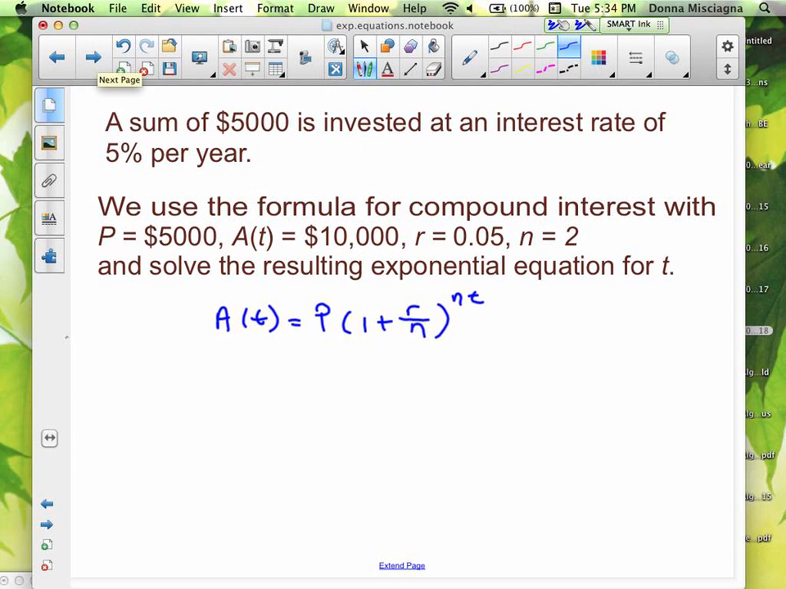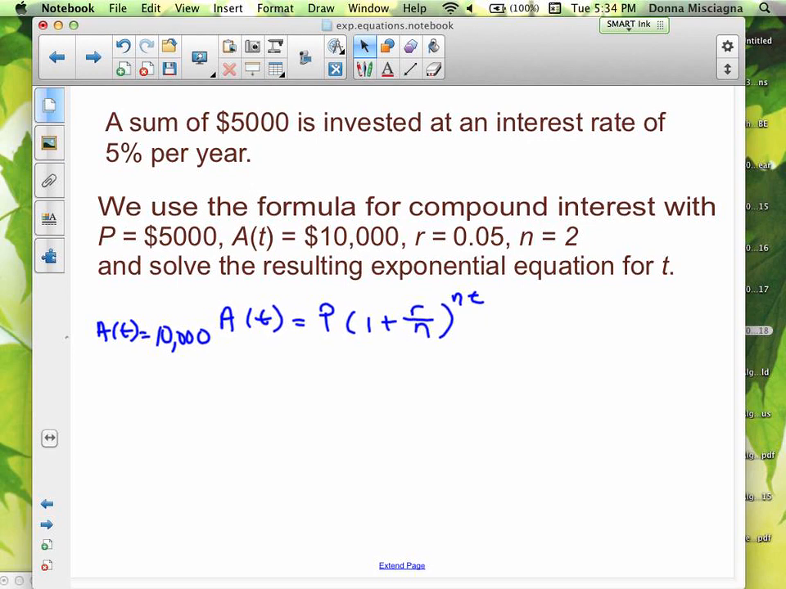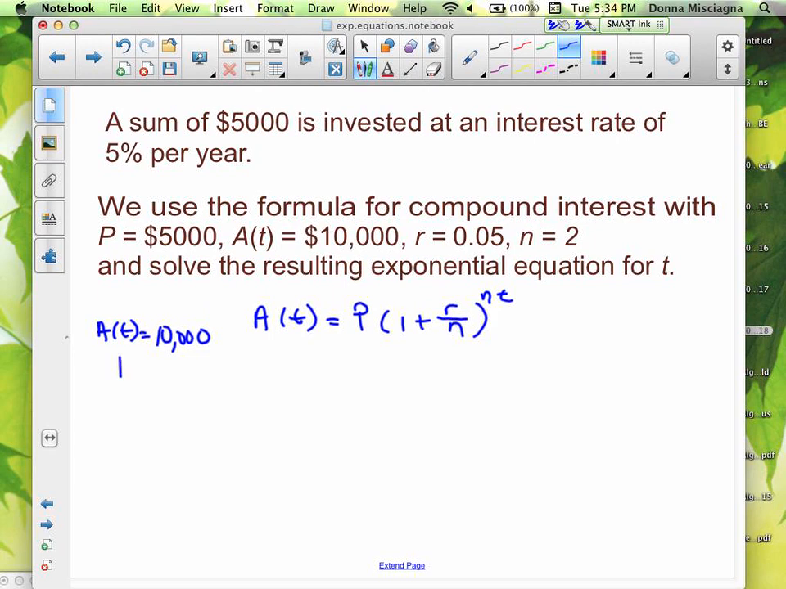We know, for instance, that the ending amount, if we want it to double, means we want $10,000. We're starting off with $5,000. And then our interest rate is 5%, so that's 0.05. And it's compounded 2 times a year, right? This is semi-annually, 2 times a year. And we're going to solve for the time. That's what we don't know. We don't know how long it's going to take.